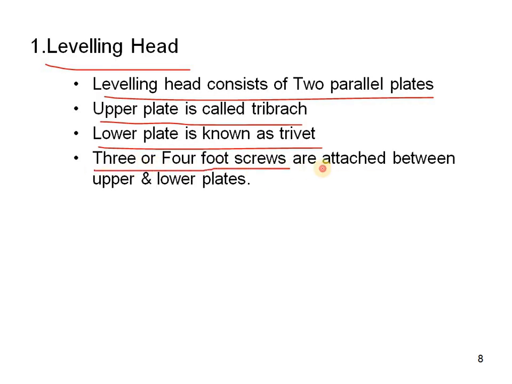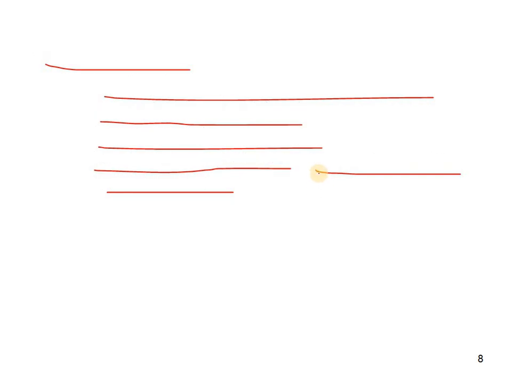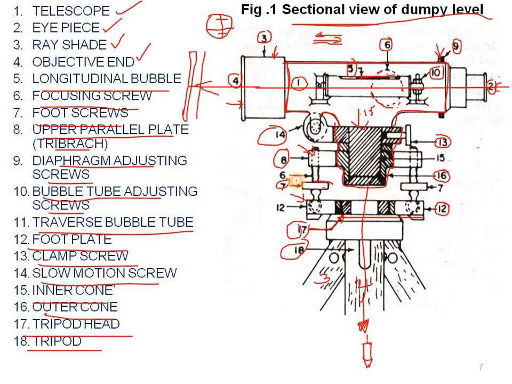3 or 4 foot screws are attached between upper and lower plates. So here the foot screws are attached in between the upper and lower plates. We can see here where the foot screws are. These are the foot screws we can see.